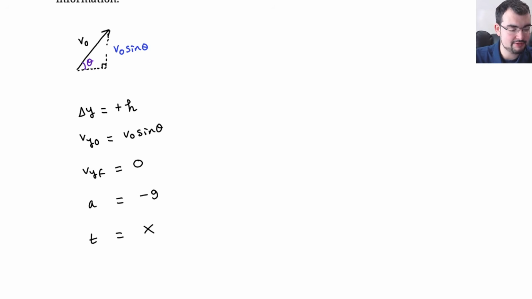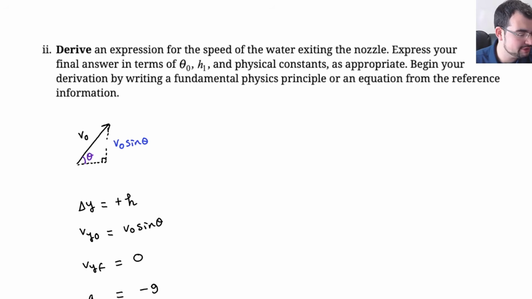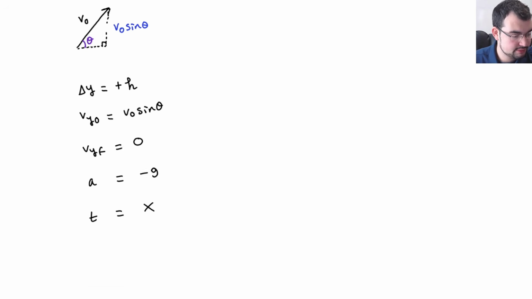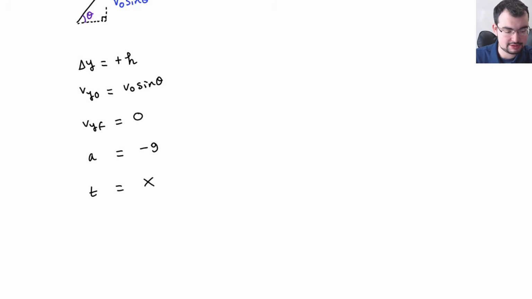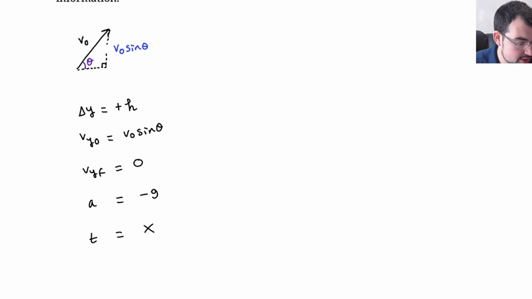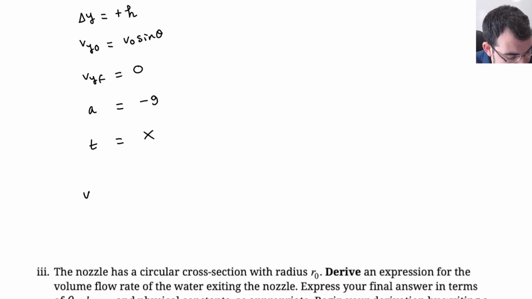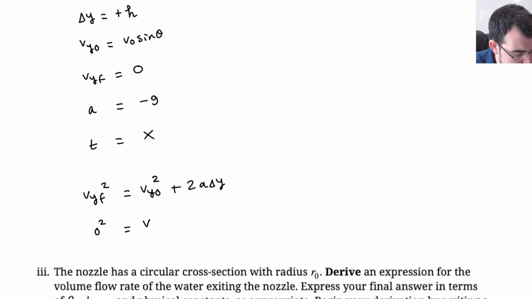And the t is not given directly. Oh, that's an interesting way of doing it, too. There's an interesting free fall way you could have also done this using some symmetry. But we will just plug into the time-independent kinematics. So I get 0 squared equals v0 sine theta all squared plus 2 times negative g times h.